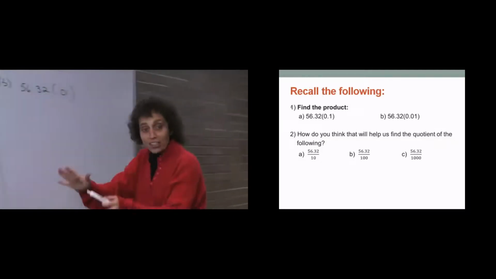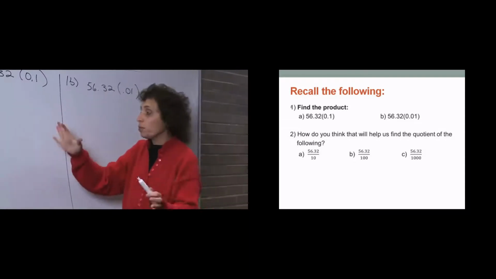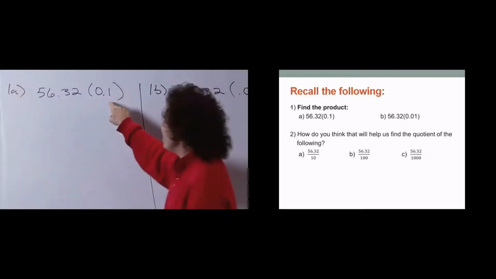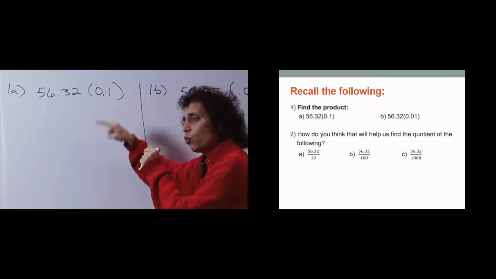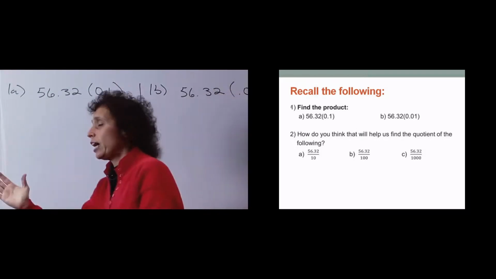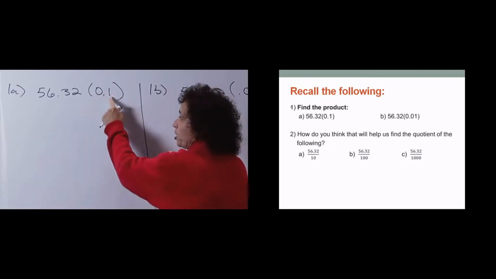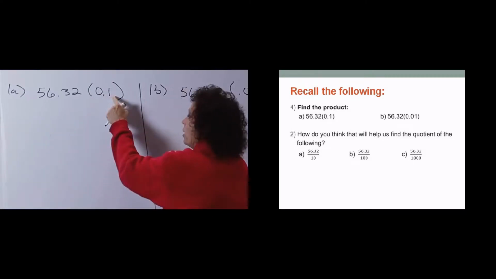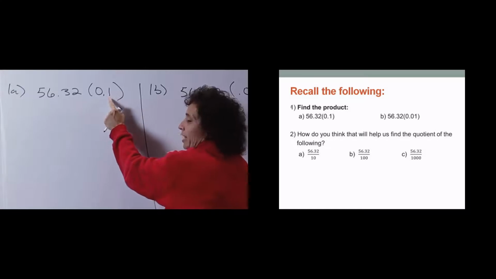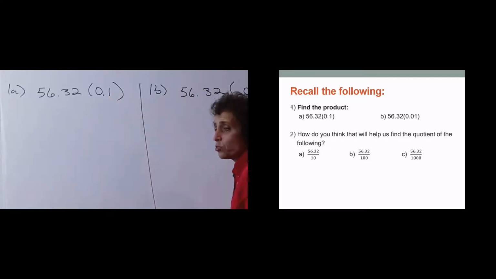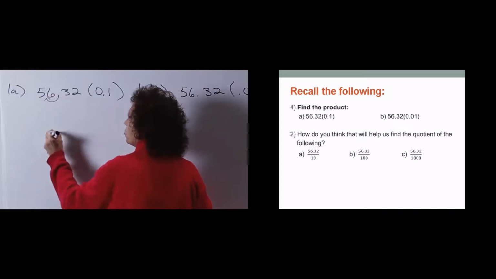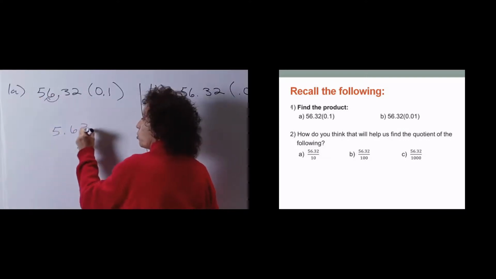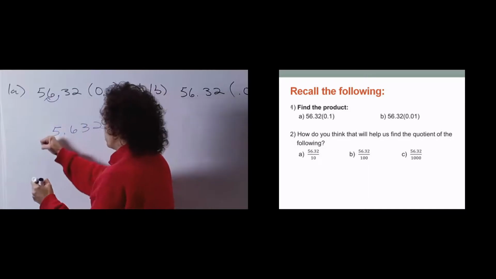Right, let's revisit something we've done before. We're multiplying by this type of power of 10. If you remember, a power of 10 that was smaller than 1 actually moved the decimal to the left, and we move it as many places as there are decimal places. So there's one decimal place here, so I'm going to move this decimal to the left one spot. So the answer to this is 5.632. That's the answer to that problem.